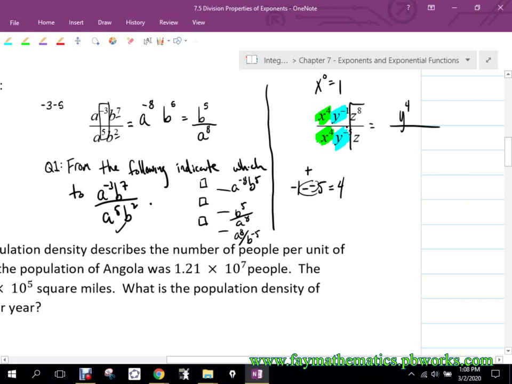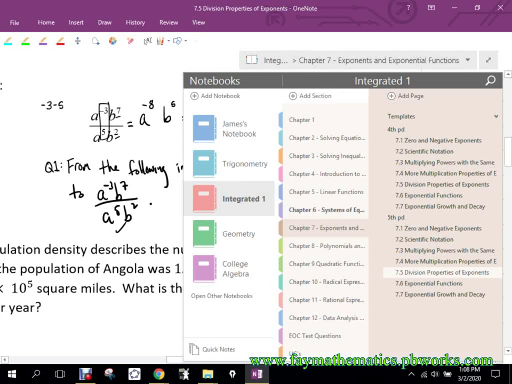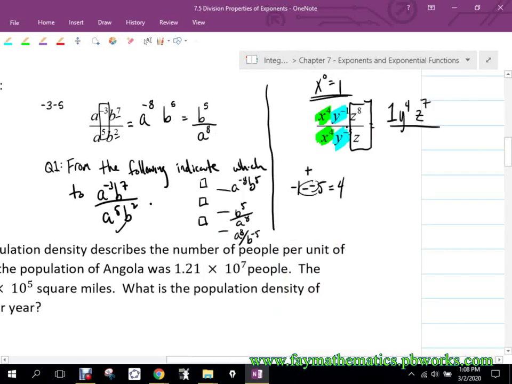And now if I look at these, 8 minus 1 is 7, right? So I'm going to get y to the 4th, z to the 7th. Now, if you put a 1 out there because of this x to the 0, are you wrong or are you right? You're right.